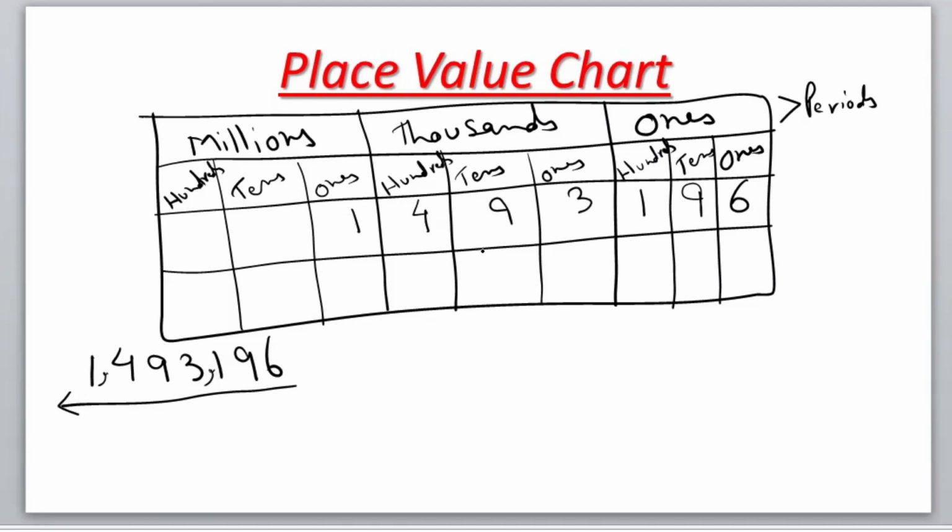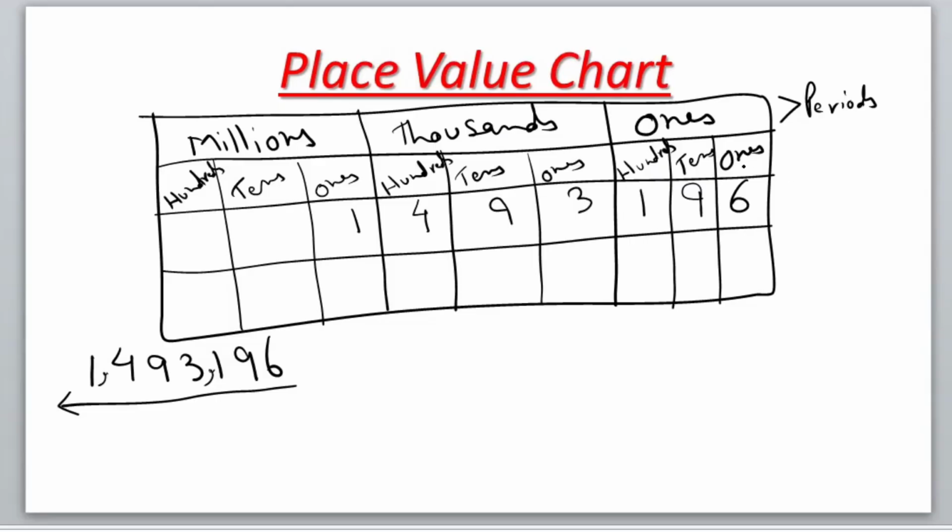Now can you read this number? 1 million. We have to see in which period it is also. Okay, 1,400,000. Why 400? Because 4 is in the hundreds place. 1,493,196. See how easily we can read this number now.